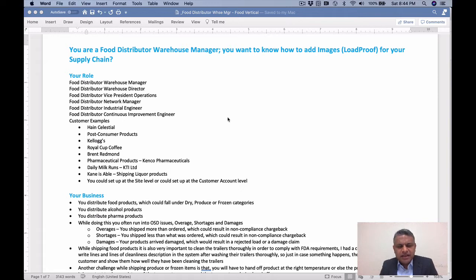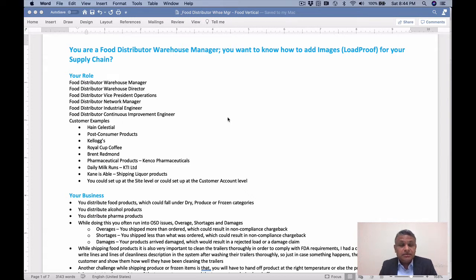And the examples that we have here are Heinz, Celestial. These guys ship a lot of food products, post-consumer products. This is all post-cereal stuff. Kellogg's, again, same, cornflakes, Kellogg's cornflakes. Royal Cup coffee, this is coffee products. Brent Redmond, this is more of a produce. These guys are shipping lettuce, right? And then pharmaceutical products, even they fall under, at least I included them under here.